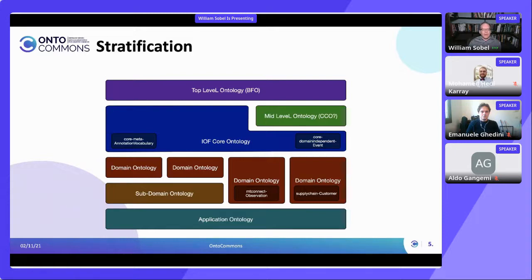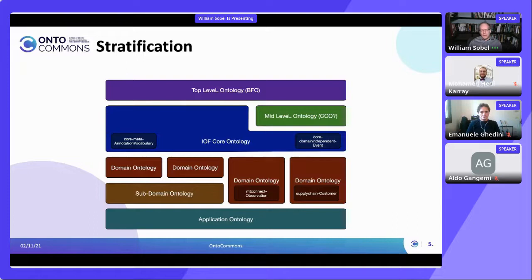From the ontological perspective, top down, IOF is based on BFO as our top level ontology, and below that we've explored a few mid-level ontologies like CCO. But regardless, we're putting this IOF core ontology as a boundary or a barrier to reduce some of the complexity of the top level ontologies, to provide patterns and guidance and stratification, so that when you get to the domain ontologies and subdomain ontologies, we're able to provide the common cross-domain abstractions that will allow these groups to become more efficient.